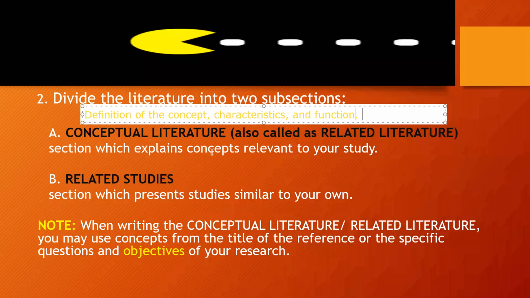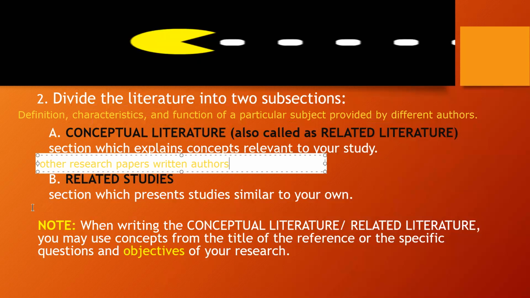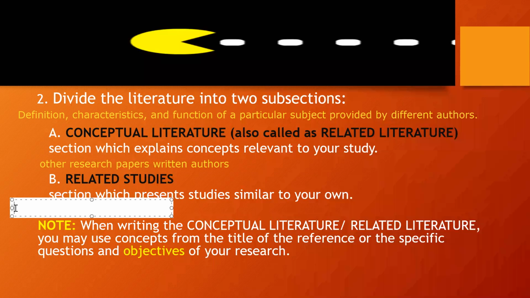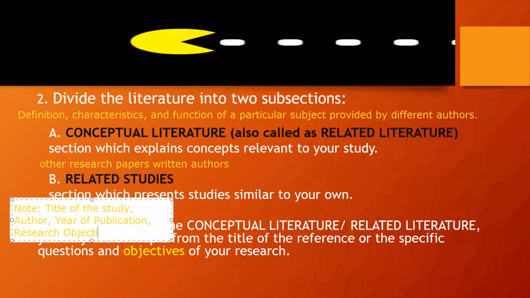And when you are writing related studies, you need to take note that you should not copy everything. Do not copy everything. The elements we take from a related study are the title of the study, author, year of publication, research objectives, and conclusion. Those are the essentials. Okay, got it? I don't want to stress everyone.